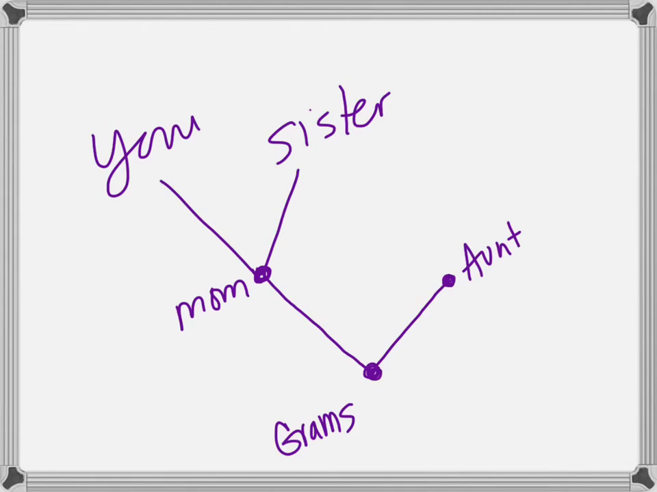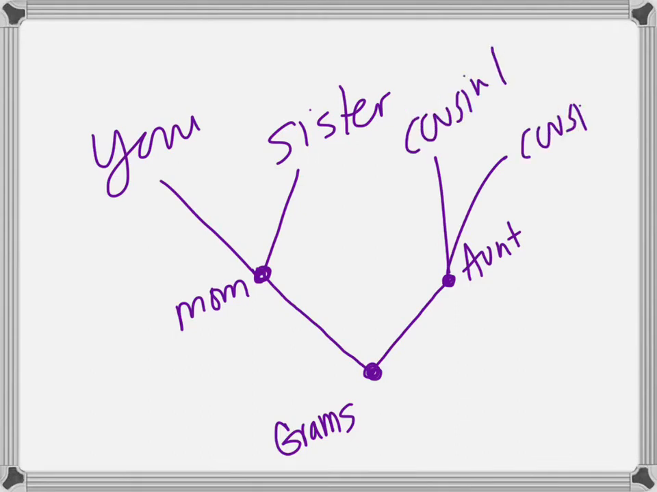So maybe your aunt had a couple of kids. Here's cousin number 1. Here's cousin number 2. Maybe she just has dogs. I don't know. But each of those branching points is a common ancestor.